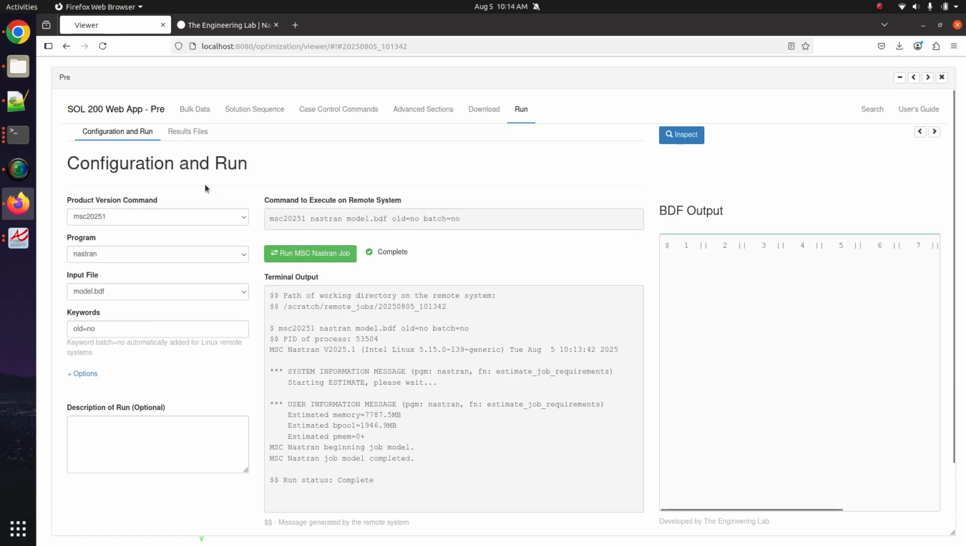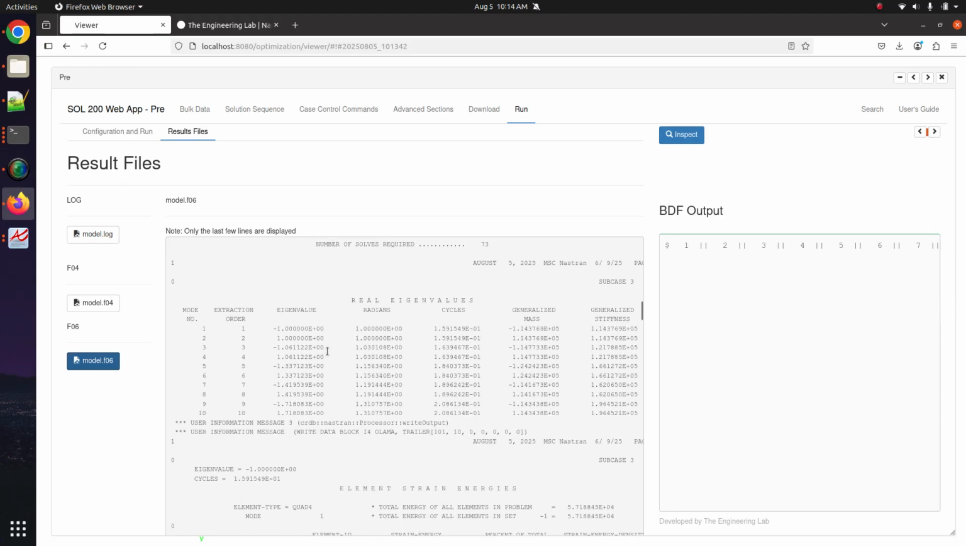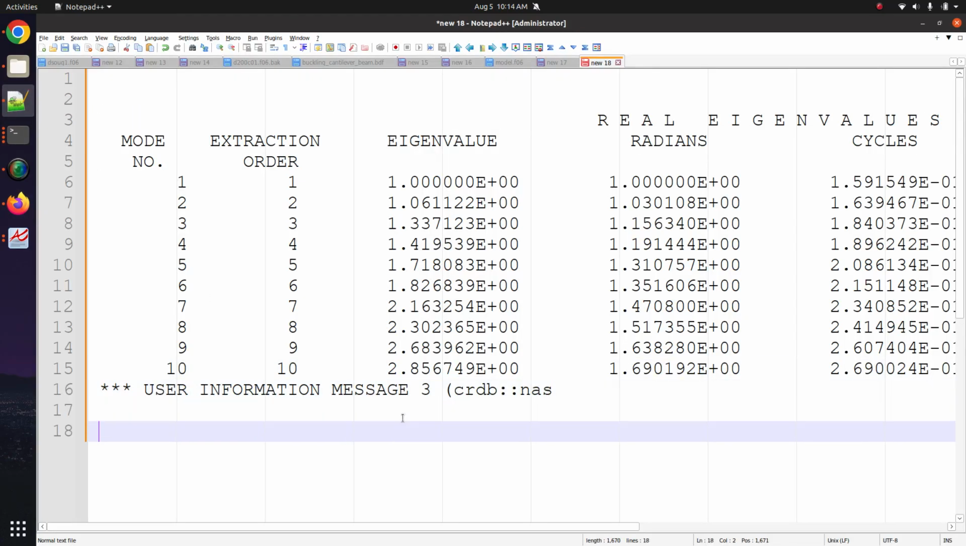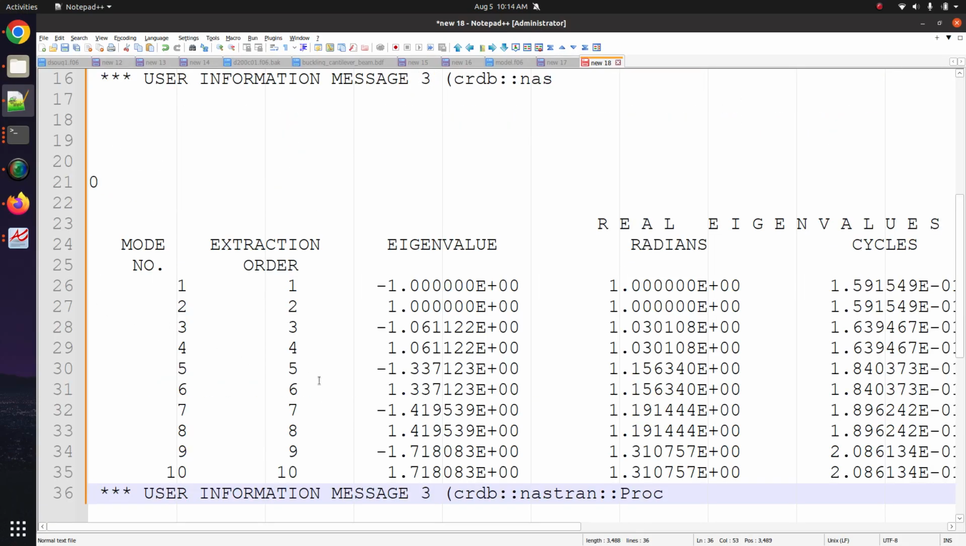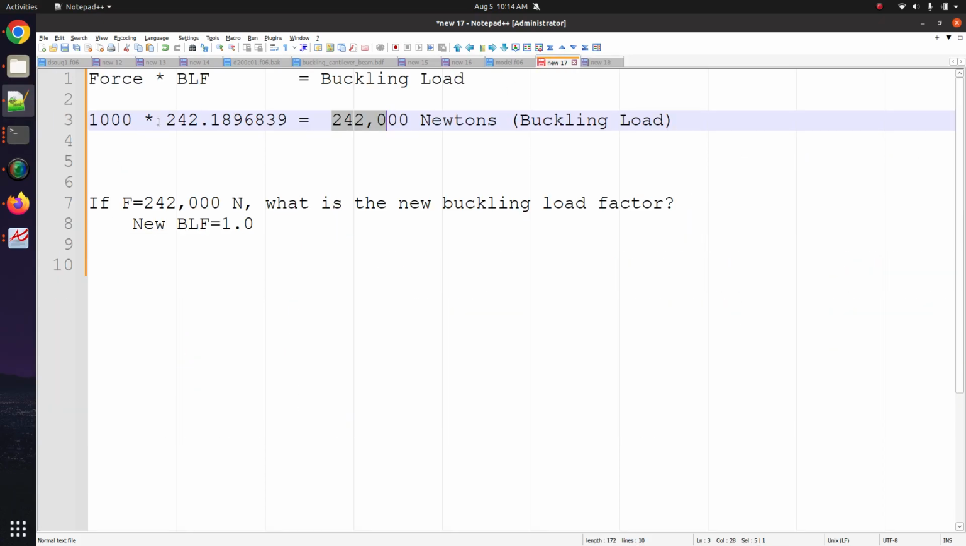Let's go back to the pre and look in the F06. And let's copy this new table. So let's go ahead and jump to the next line maybe. Here you see we get -1. Because again, we went ahead, we scaled all of the loads with the respective buckling load factor. Then we reran the analysis, and now we're getting buckling load factors of 1. We're right on the edge of buckling.